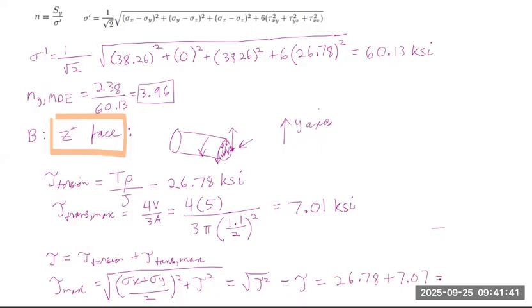which is equal to 26.78 plus 7.07, which is 33.8 KSI.